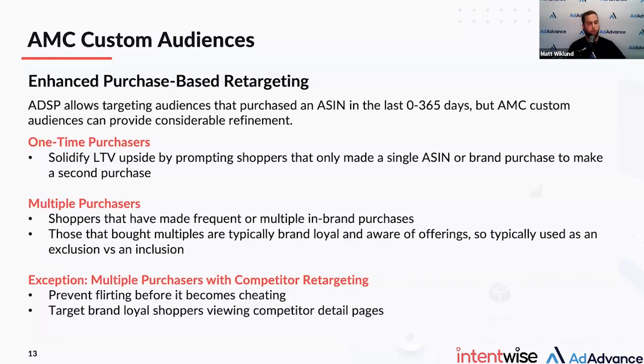And one example of where we maybe want to target people that have made multiple purchases would be if they're flirting with competitors. Let's stop that behavior, cut it out. So you could pair competitor ASIN views with those that have made purchases within your brand. You can do that through standard DSP targeting tactics, but you can specify one or multiple purchasers too, using AMC custom audiences. So it ties into the one-time and multiple categories above.